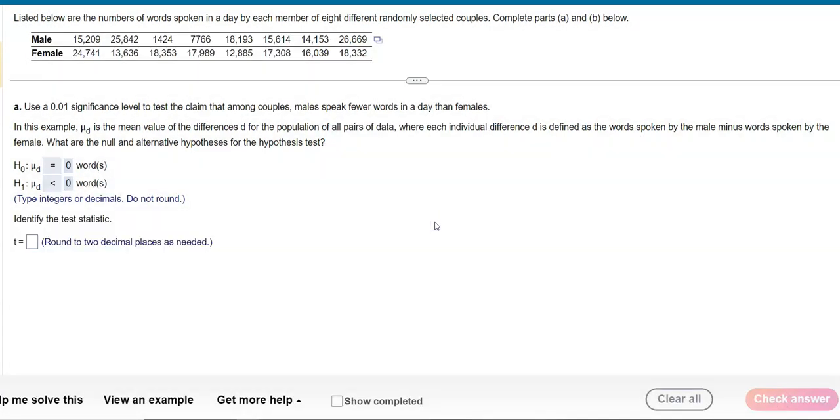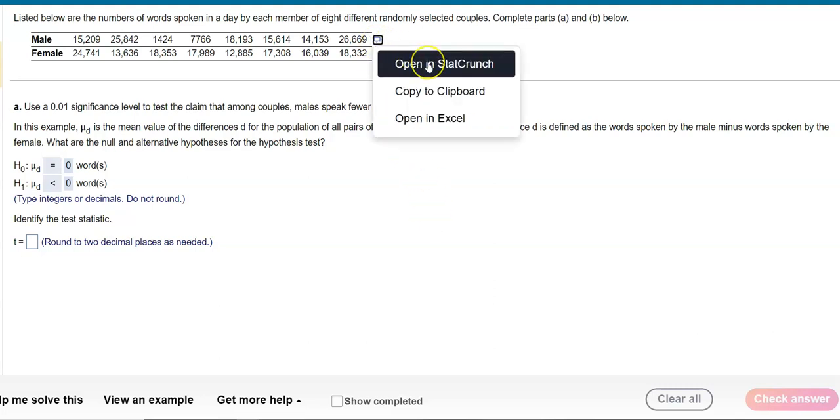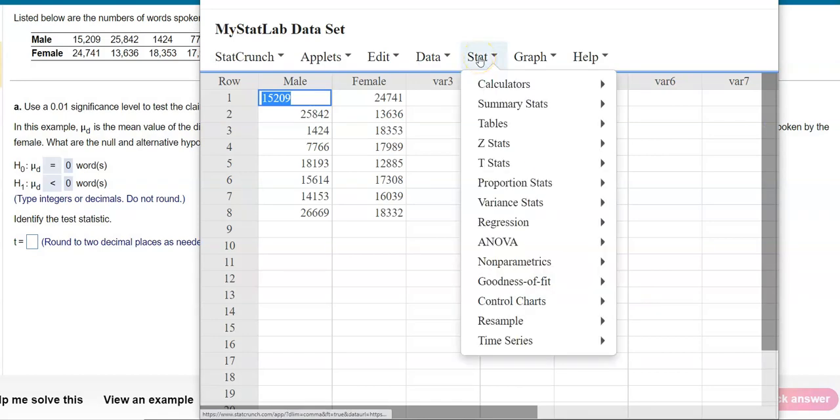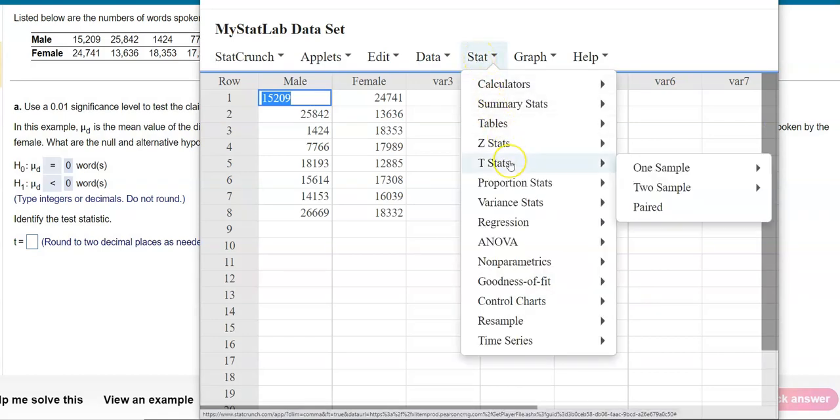Okay, so now we need to find the test statistic. So we're going to do this using StatCrunch. First, we want to open the data in StatCrunch. We can do that by clicking on the little blue icon next to the data table and selecting Open in StatCrunch. So we're going to go ahead and do our hypothesis test here. Remember, all the hypothesis tests are going to be under this Stat drop-down. And for this one, we're going to choose T Stats.